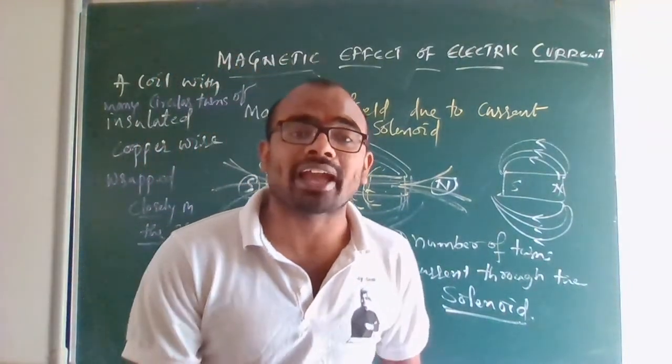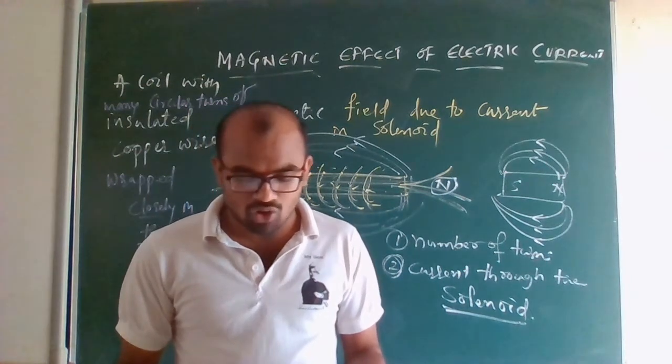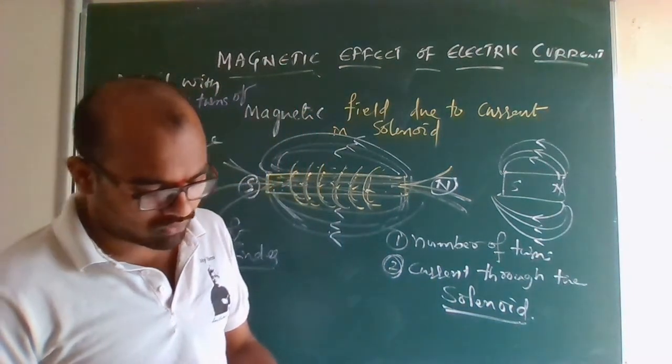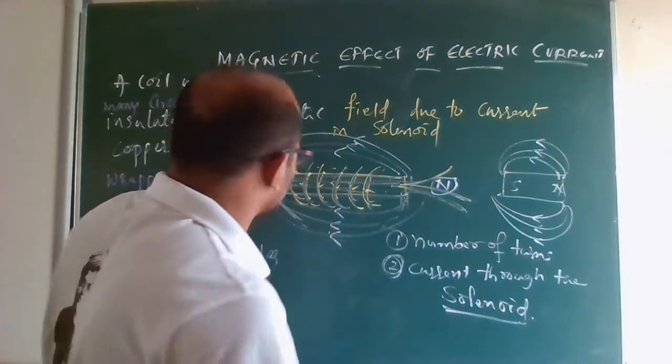What is an electromagnet? An electromagnet consists of a long coil of insulated copper wire wrapped on a soft iron, a magnet formed by producing a magnetic field.